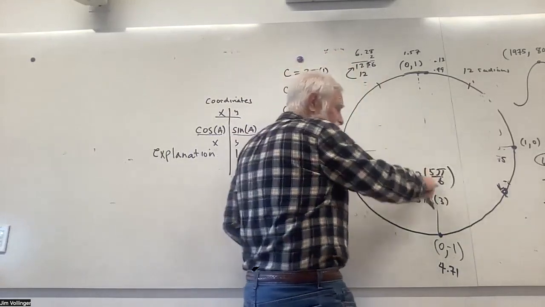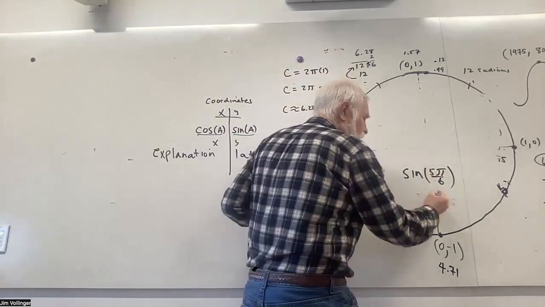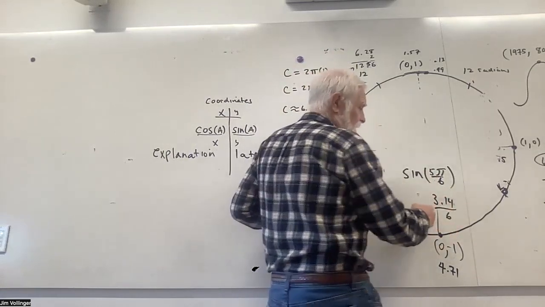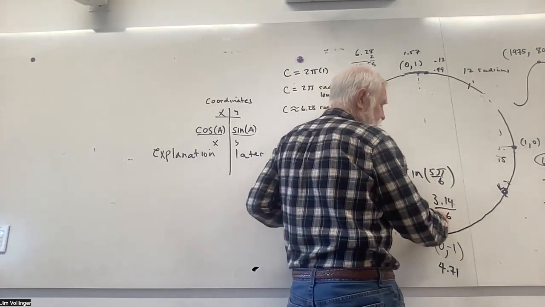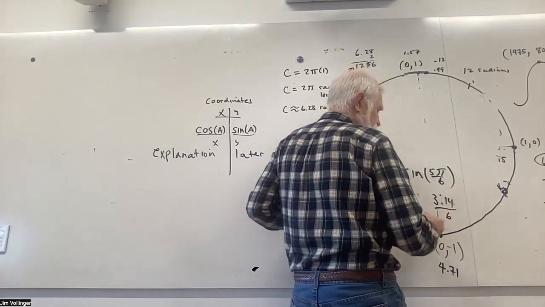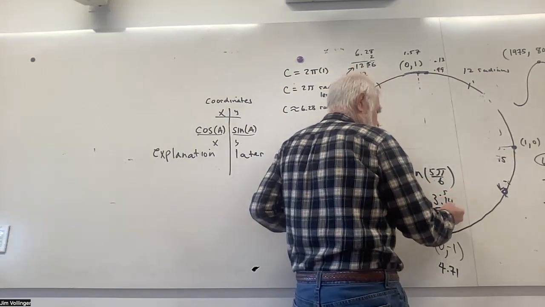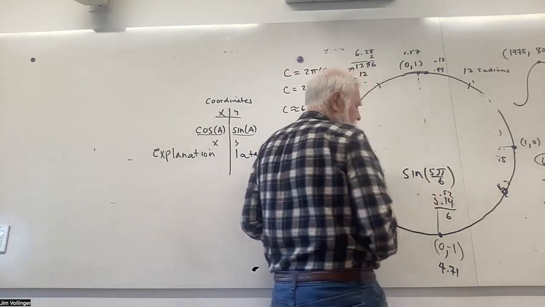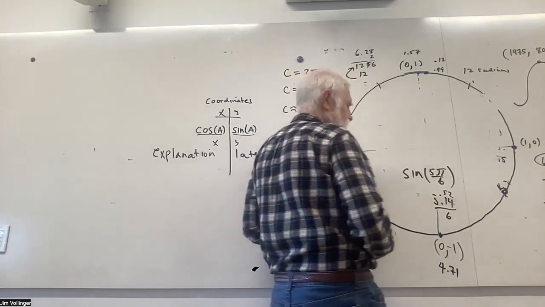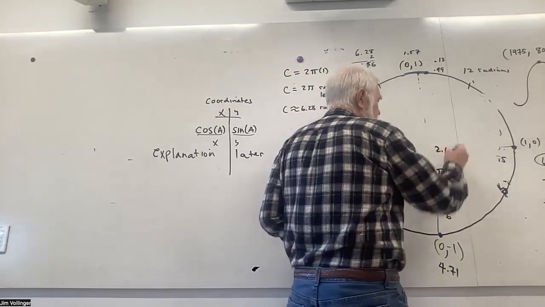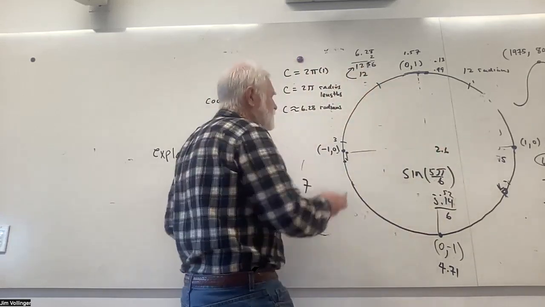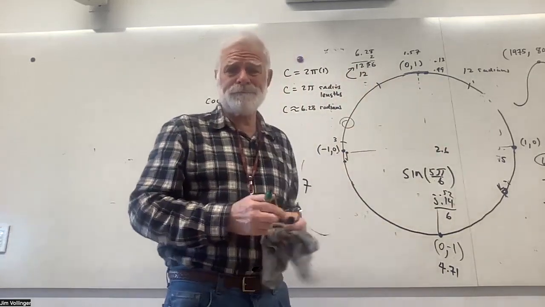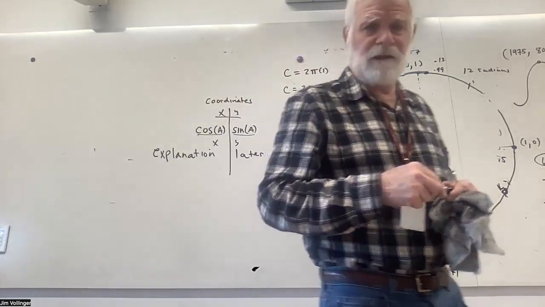We can approximate this. We know pi is 3.14 approximately. If we divide that by 6, we get roughly 0.52. And if we multiply that by 5, we get around 2.6-ish radius lengths. The 2.6 radius lengths is going to take us in this vicinity. But as I said, we don't need a calculator for that. So let's show you why we don't need a calculator for that.